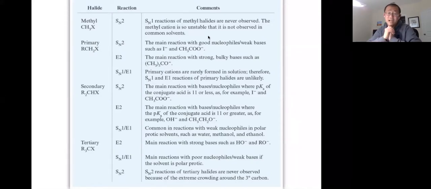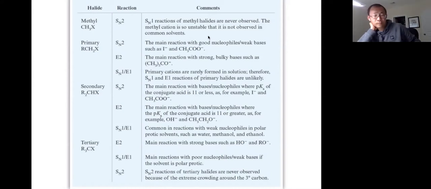Okay, I want to go over this again with you, and then we use some examples from our test to show you how to apply these rules. I think the table from your book is pretty good at summarizing these things. So let's take a look at them again. When it comes to these competing reactions, you first look at the substrate.